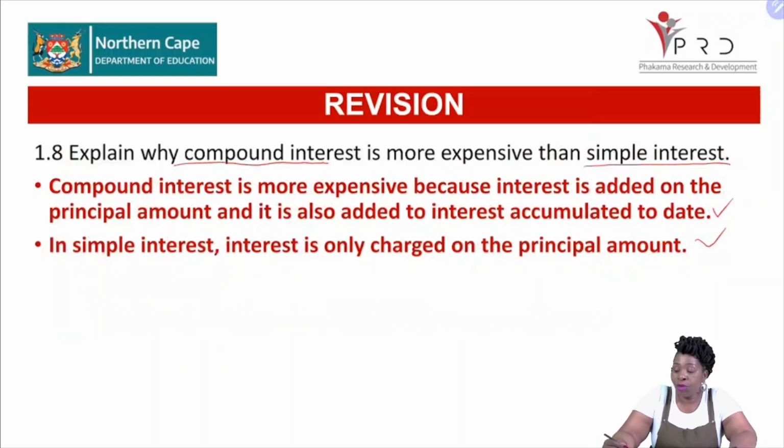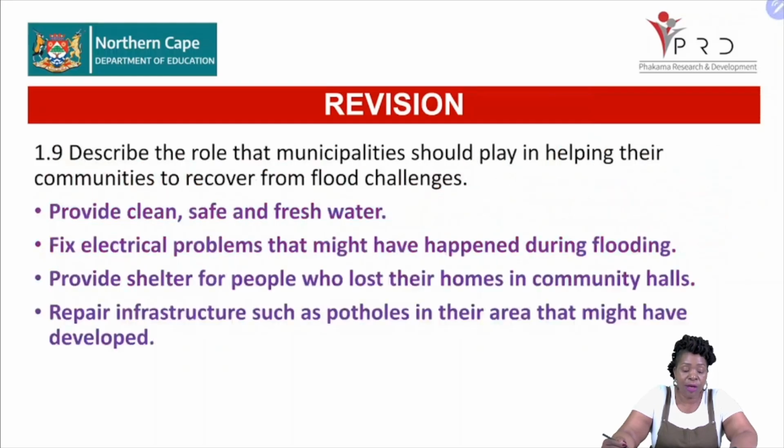Right. Let's move on to our question 1.9, which says, describe the role that municipalities should play in helping their communities to recover from flood challenges. Right? Municipalities should provide clean, safe, and fresh water to their communities. They should also fix electrical problems that might have happened during flooding. Remember, when there is a flood, we usually have problems with electricity. So they should fix those problems.